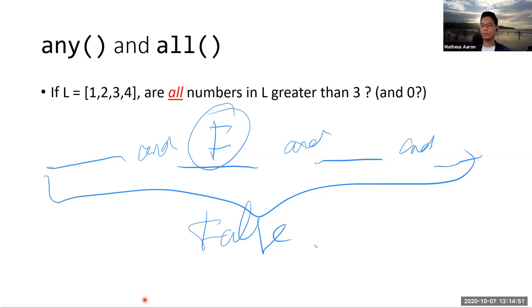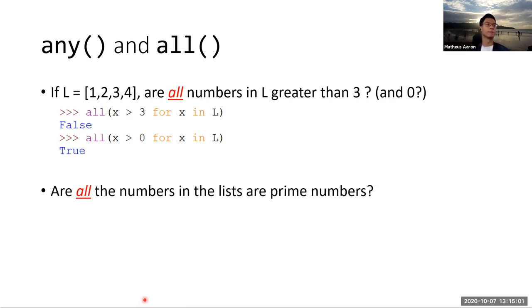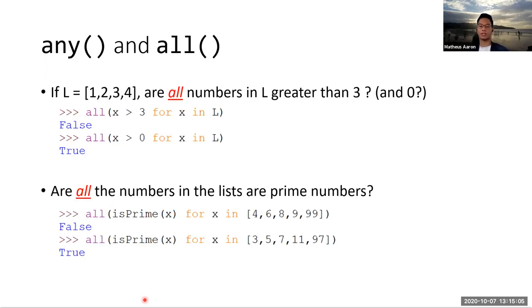So in this term, right, for L, if L is 1, 2, 3, 4, are all numbers greater than 3? It's not, but all numbers are indeed greater than 0. Are all the numbers in the list prime numbers? Well, it depends.